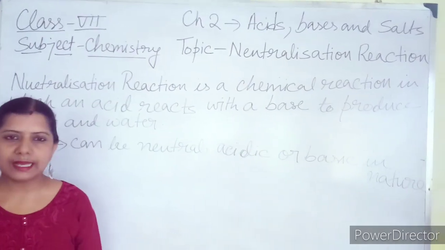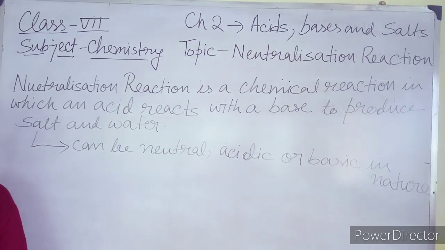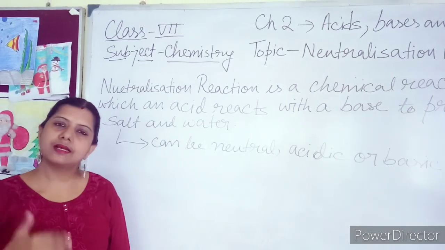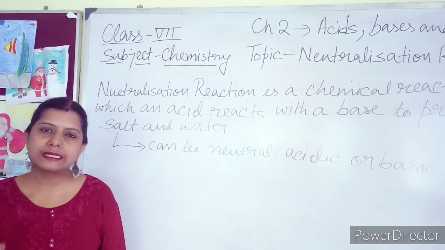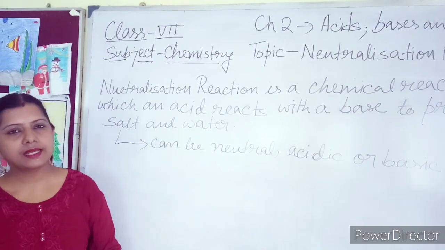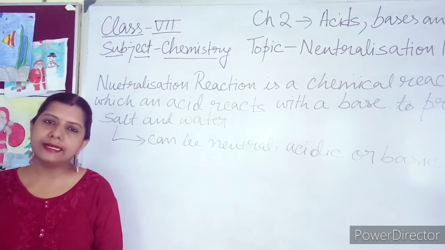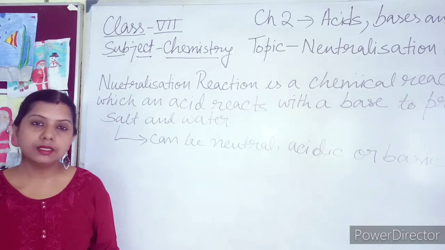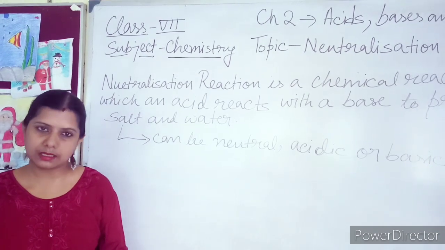Before going through the reaction, I want to say that you have seen that acids and bases have opposite characters. Acids are sour in taste, bases are bitter in taste. When we use litmus paper, in acid the color changes to red, in base the color changes to blue. So these are the actions of indicators on acids and bases. Now we have to learn the action of acid on base and action of base on acid.